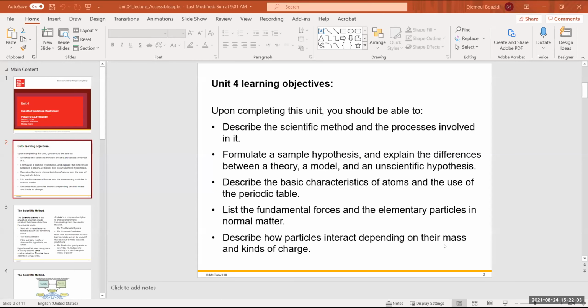Let me go in here and let me share with you unit 4. Okay. For unit 4, it deals with two points in here that have to do with the scientific method. A scientific method is like a prescription, step by step on how to do things, okay?